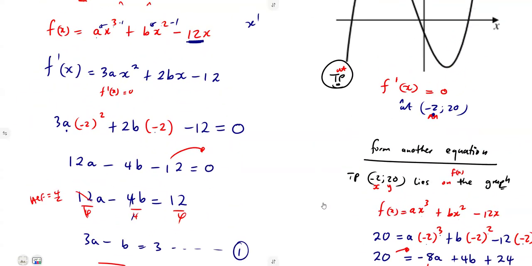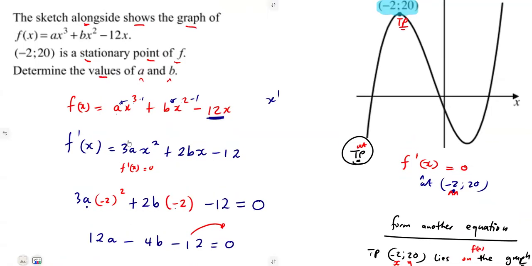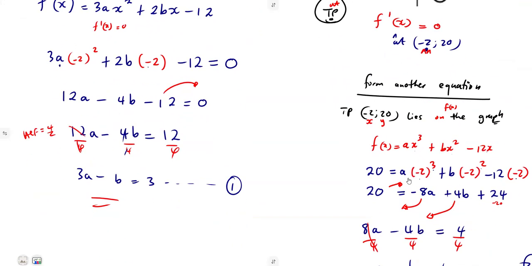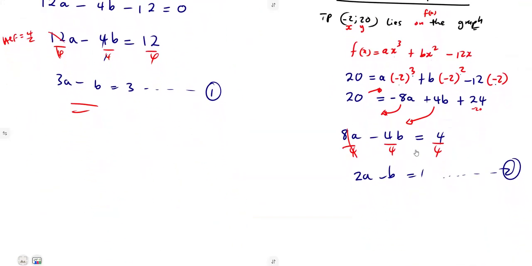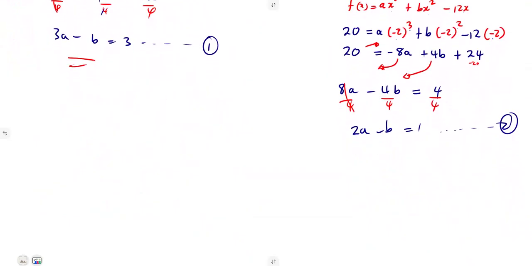So this is it. For the turning point, the condition is that the first derivative is equal to 0 at the value of x, which at this point is negative 2. So do not confuse between the two. So you have formed two equations here. You can find the value of a and the value of b. So 3a minus b is equal to 3, that's our equation 1. Our equation 2, 2a minus b is equal to 1.